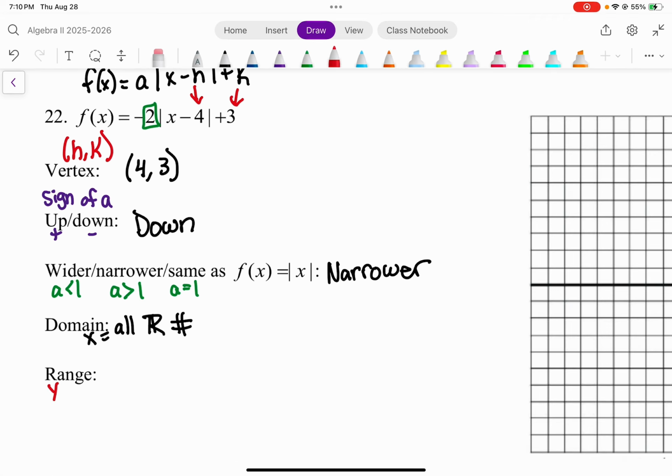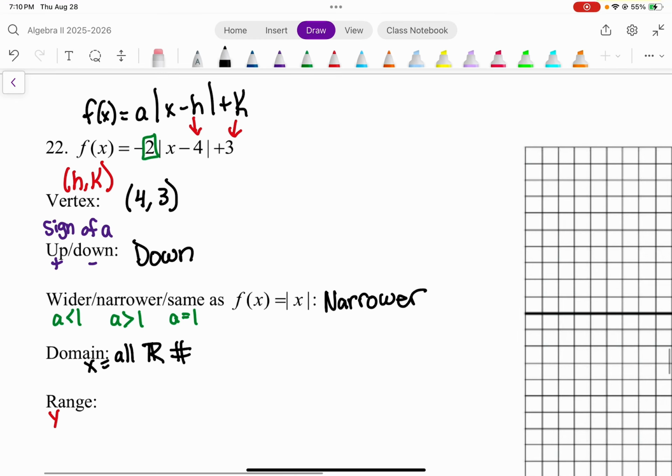Range is talking about our y values. This one, the vertex, remember, is either the highest or the lowest point. In this one, our range is going to start with 3. So we are comparing y and the number 3. And our y value is going to get larger or smaller. If our graph is opening up, we are going to be going up, which makes our y values bigger. If our graph is opening down, our y values are going to get smaller. This one is opening down, so that means our y values have to be less than or equal to, because the vertex is part of the graph, to the number 3.